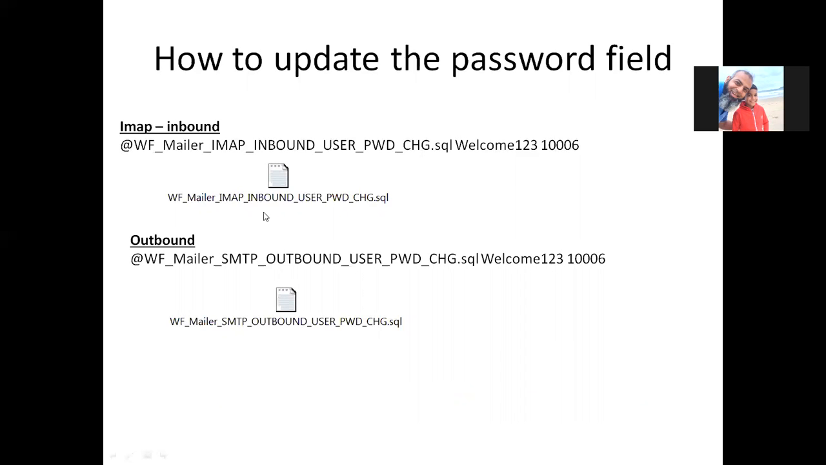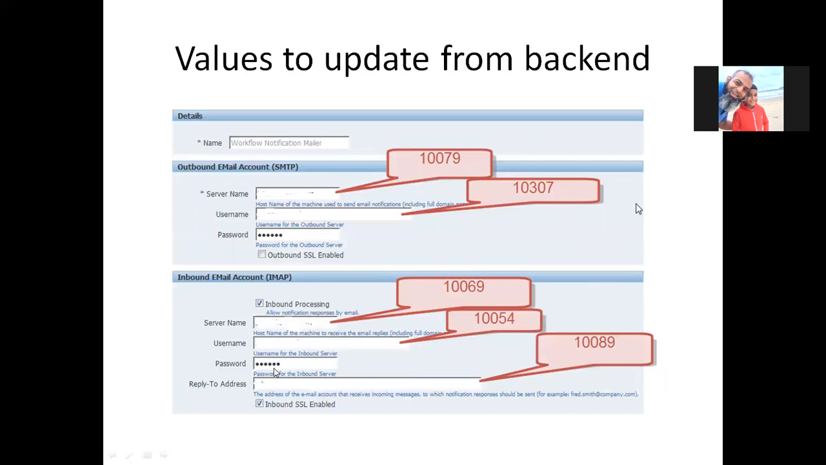And unfortunately, the scripts aren't available on My Oracle Support. You have to log an SR and they will email you. Or what you can do is email me, and I will send you this presentation and the scripts as well. So the usage is at WF mailer IMAP inbound user, and you run the script, which is the SQL, and the password, that would be, I just put it generic, welcome123, and the parameter 10006, right? And for outbound, it's the same, is the script name, the password, and the parameter. So that will allow you to update these password fields.